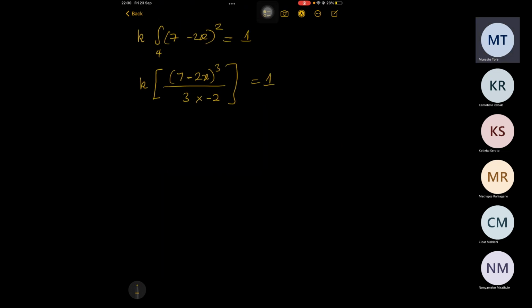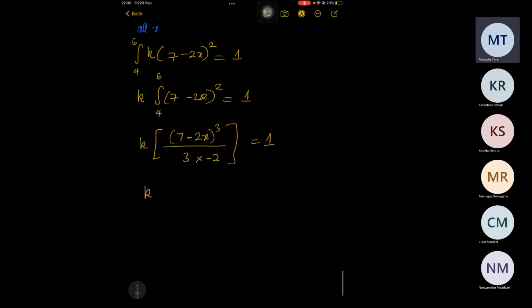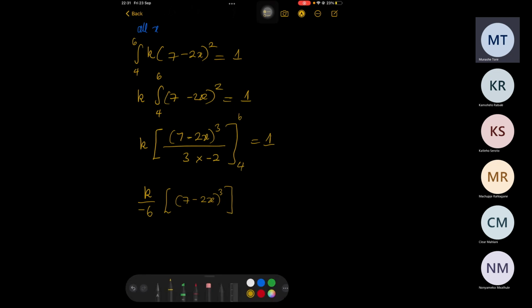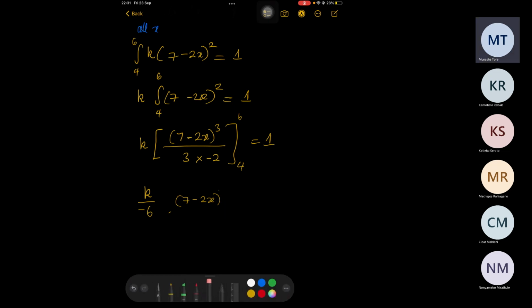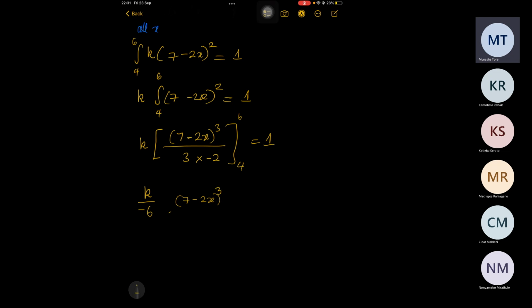So it's going to be k. Then we actually know our limits, from 4 to 6. So it's going to be k times 1 divided by -6 into (7 minus 2x) everything to the power 3, with our limits as, actually this is not how you write limits. My notation is always wrong. I don't know why. Then your limits are going to be from 4 to 6. It's going to be equal to 1.